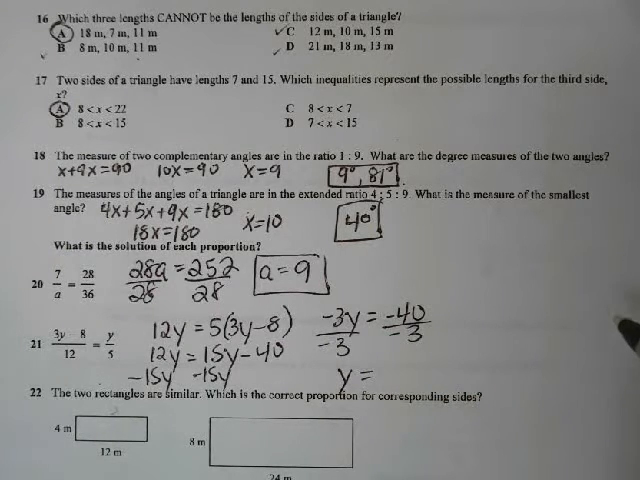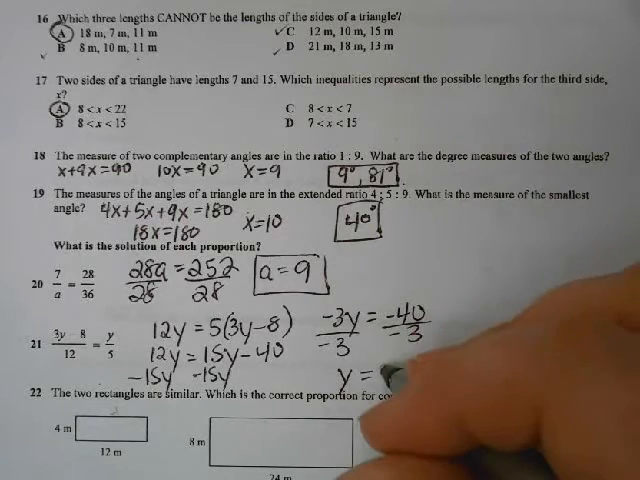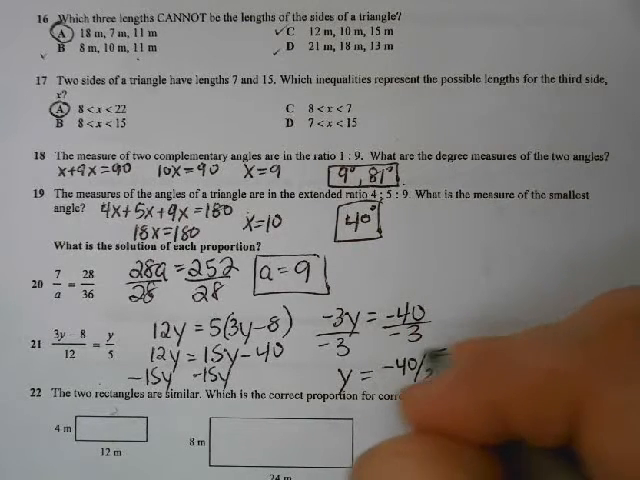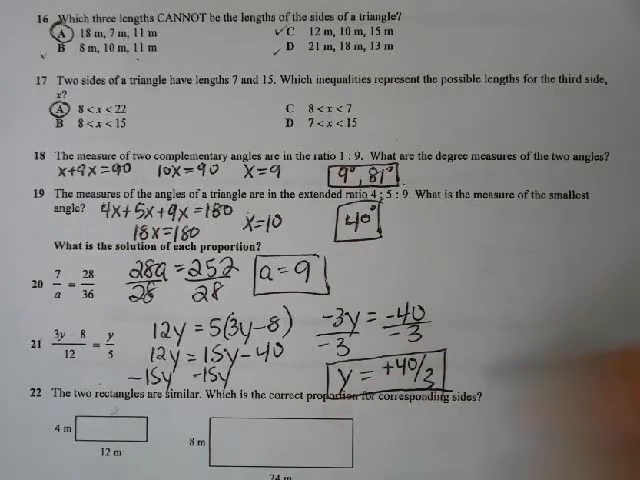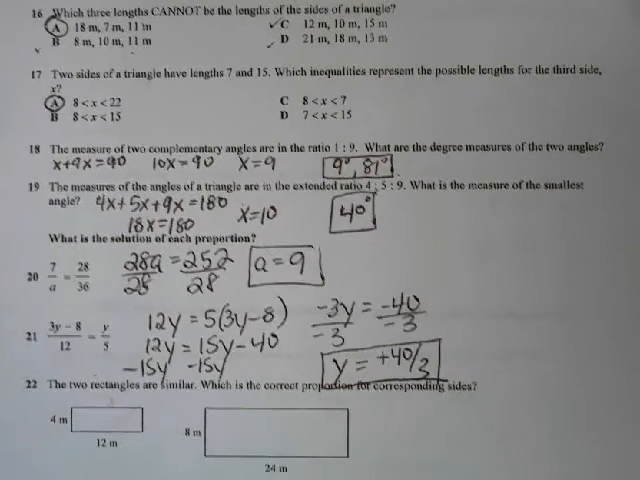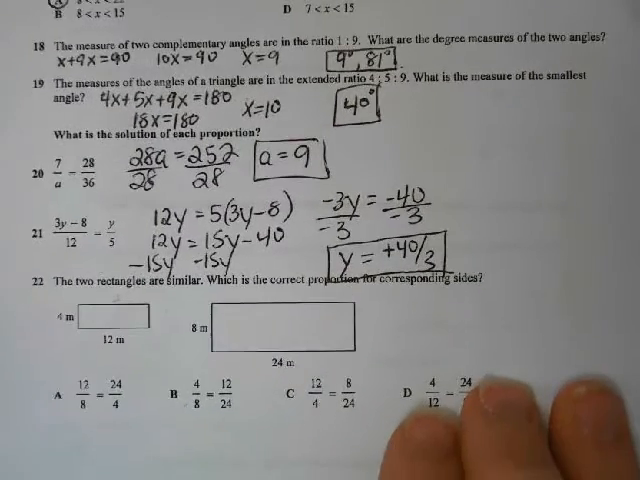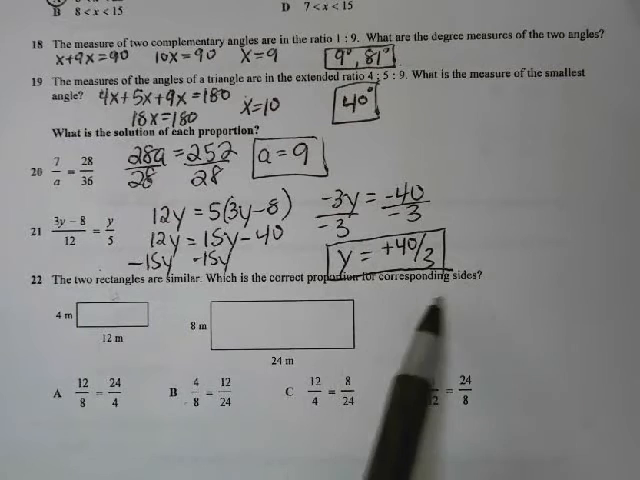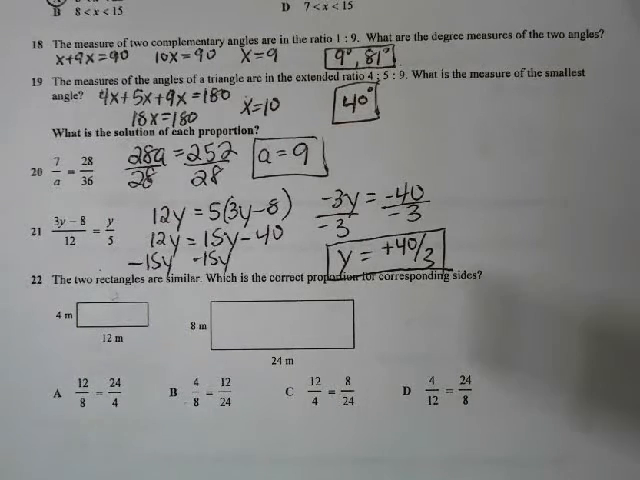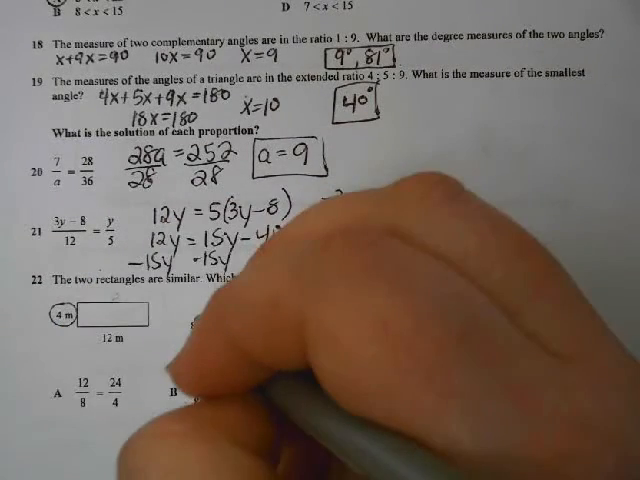Alright, number 22. The two rectangles are similar. Which is the correct proportion for the corresponding sides? So 4 is to 8 as 12 is to 24. So if we want to talk about proportion, 4 over 8, 12 over 24.